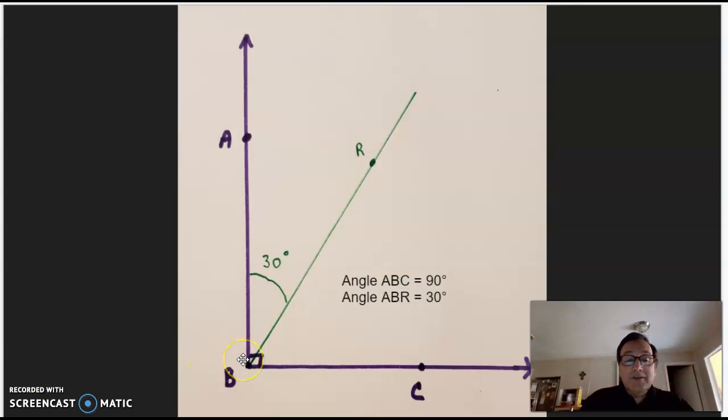Here we have our right angle, and our right angle is angle A, B, C, and we know that because we have a little square that's been put in to designate that it's a 90-degree angle. Then I've drawn angle A, B, R with a measure of 30 degrees. So the challenge on this one is for you to calculate this bigger angle, which is angle RBC. So you can hit pause and see if you can figure out the measure of this angle.